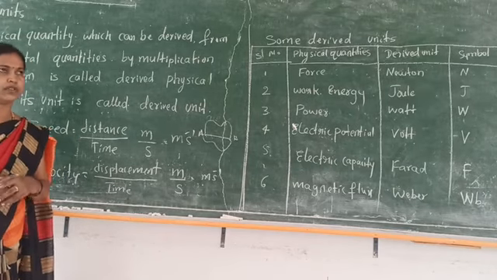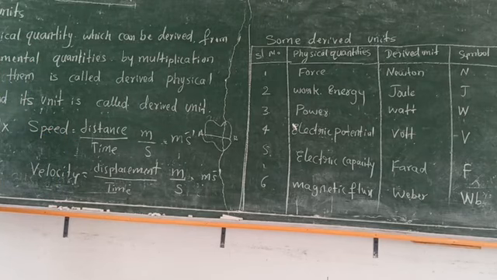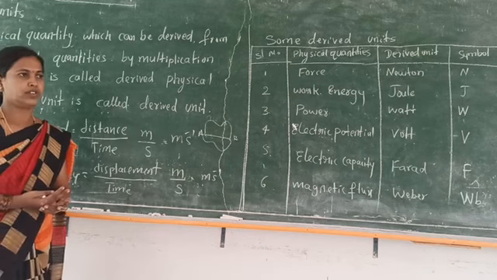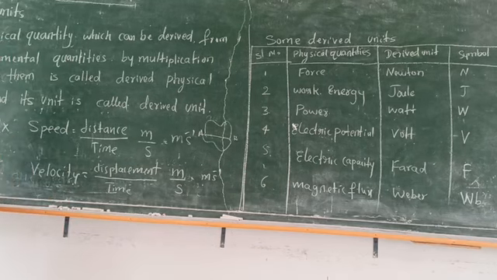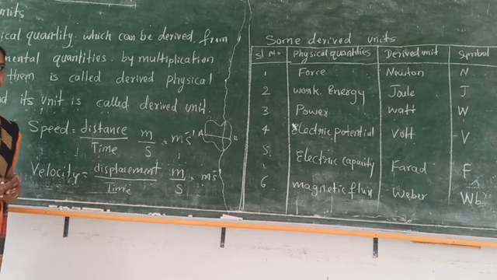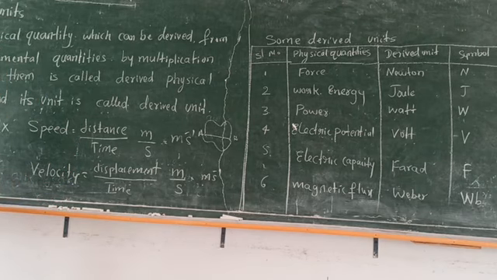The chapter Units and Measurement. The next bit is Derived Units. So we already learned about fundamental units and their supplementary units. Now what is a derived unit?